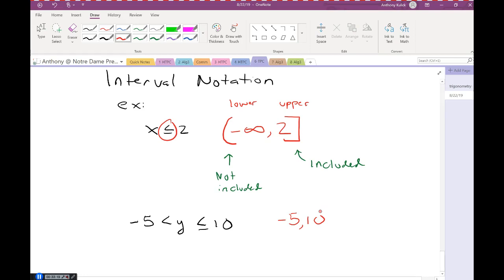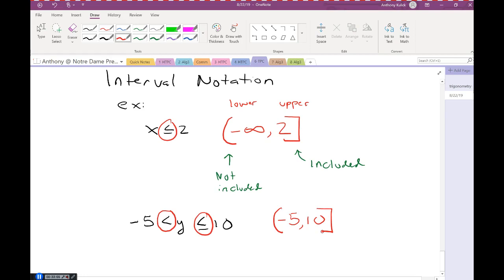Is negative 5 included or not included? If I look at the inequality, it's a strict less than, so it should be not included. So do I use a parenthesis or a bracket? Parenthesis. Let's look at the upper bound now. Is that included or not included? Included, because it's a less than or equal to. So should I use a bracket or a parenthesis? Bracket.